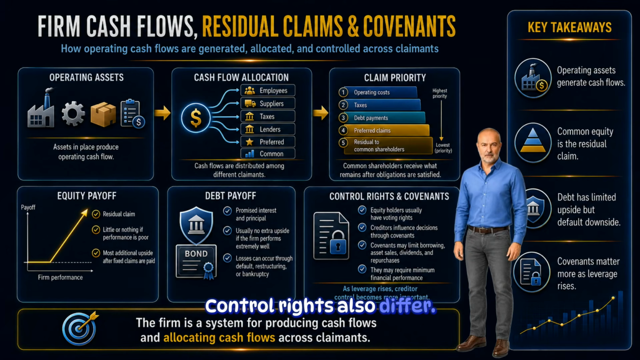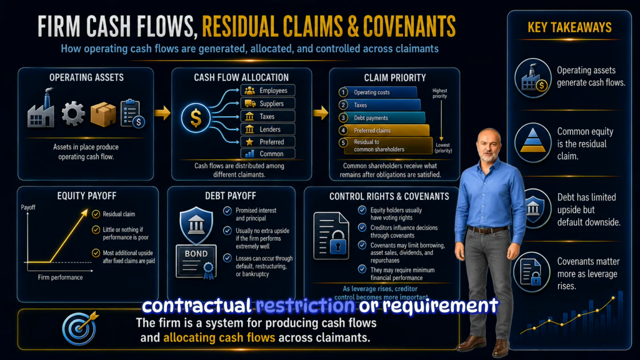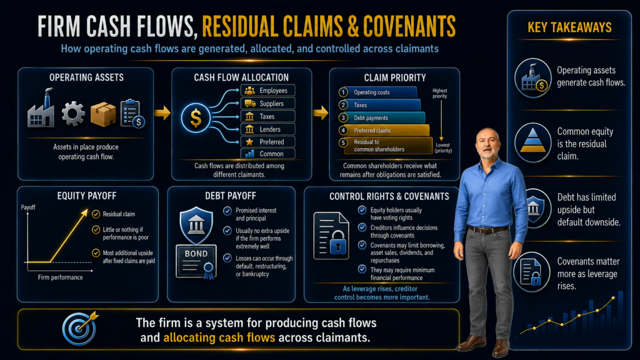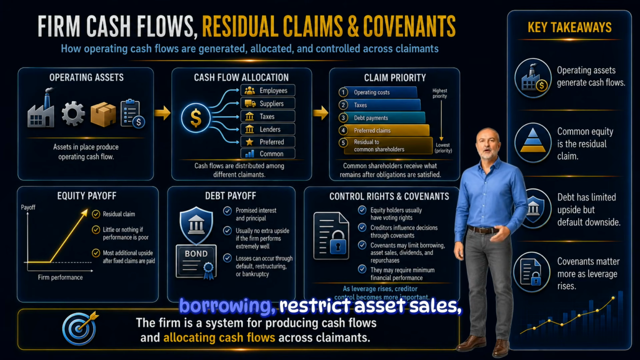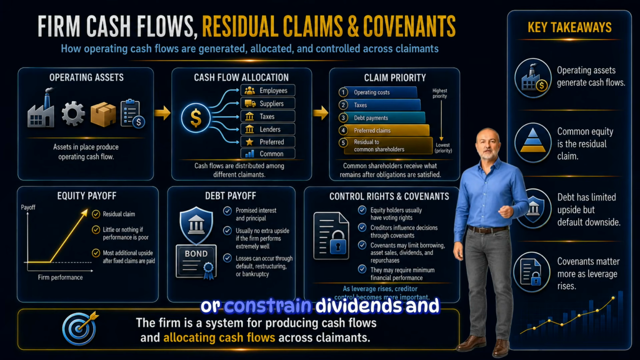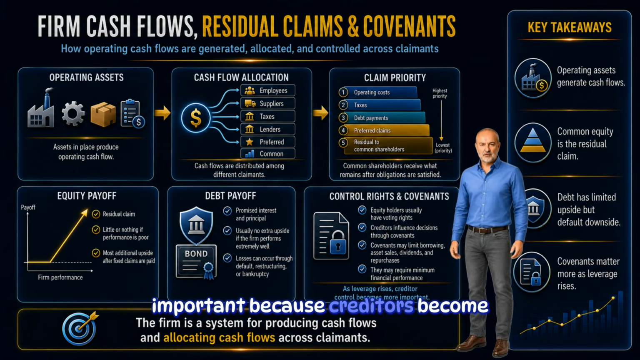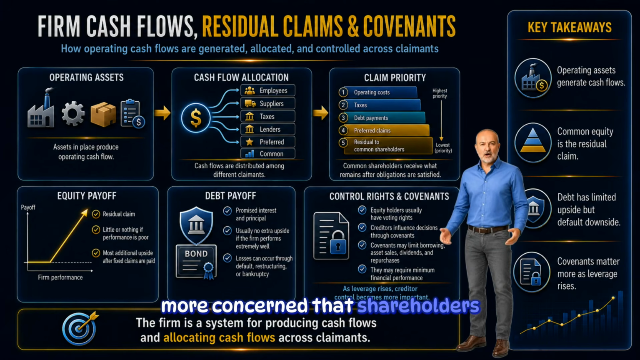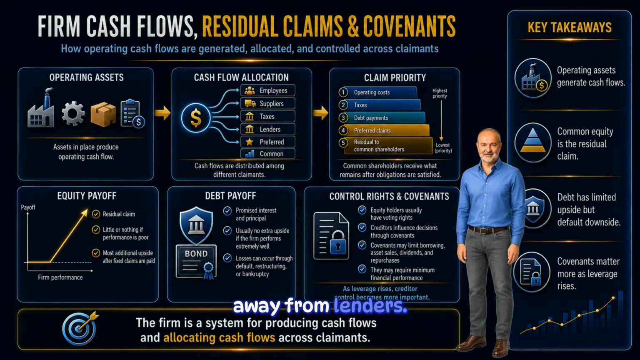Control rights also differ. Equity holders usually have formal voting rights. Creditors usually influence decisions through covenants. A covenant is a contractual restriction or requirement in a debt agreement. Covenants may limit additional borrowing, restrict asset sales, require minimum financial performance, or constrain dividends and repurchases. As leverage rises, these control rights become more important because creditors become more concerned that shareholders and managers may take actions that transfer value away from lenders.